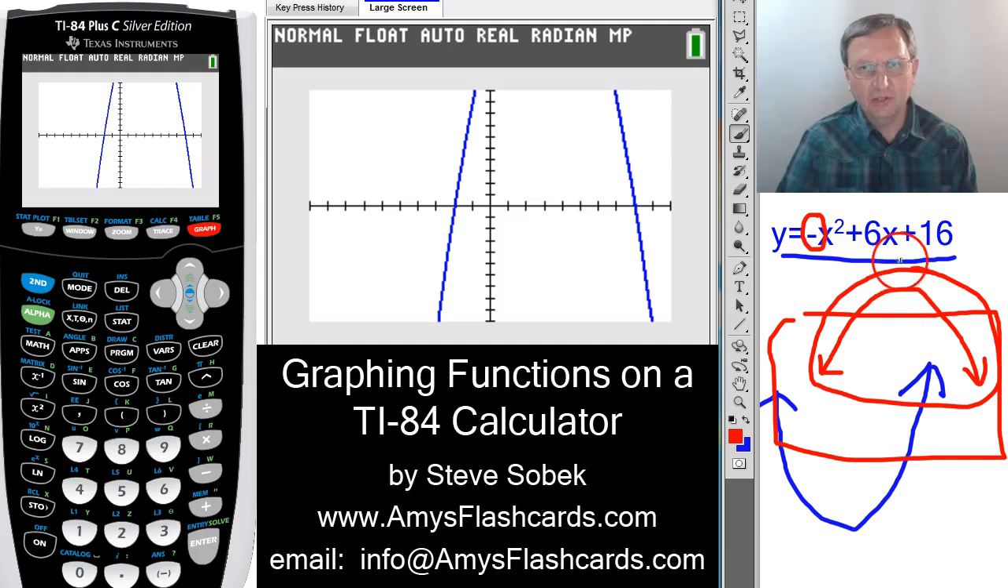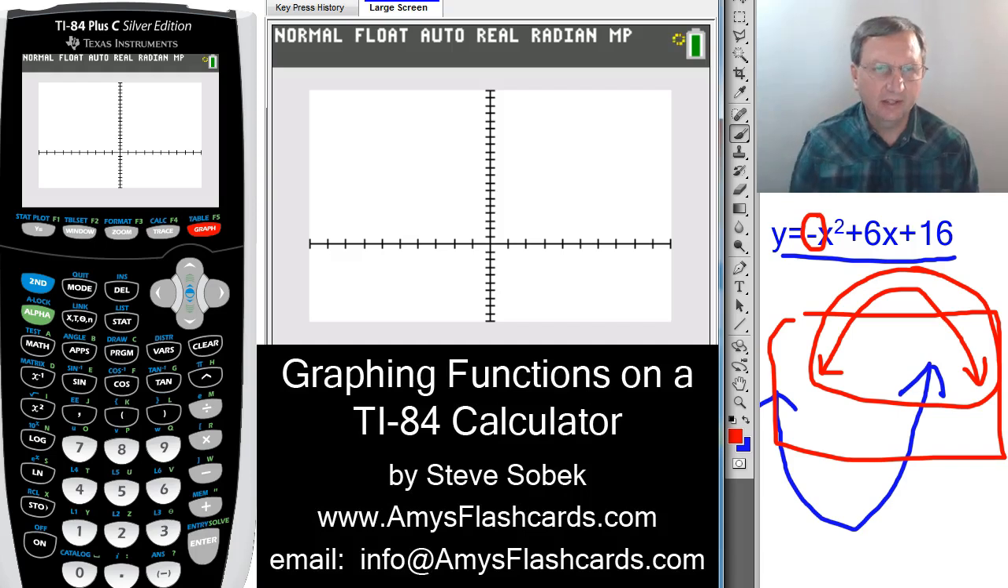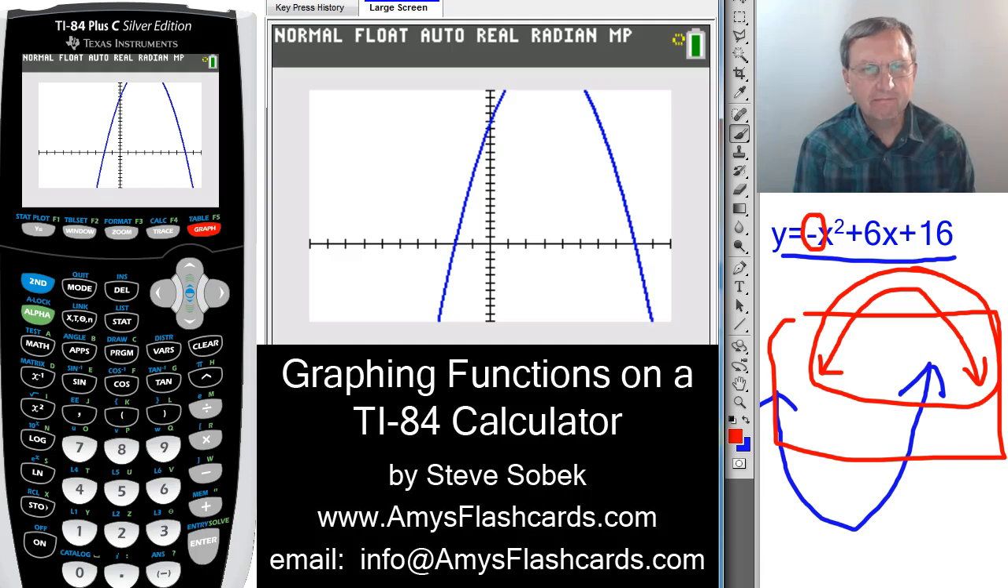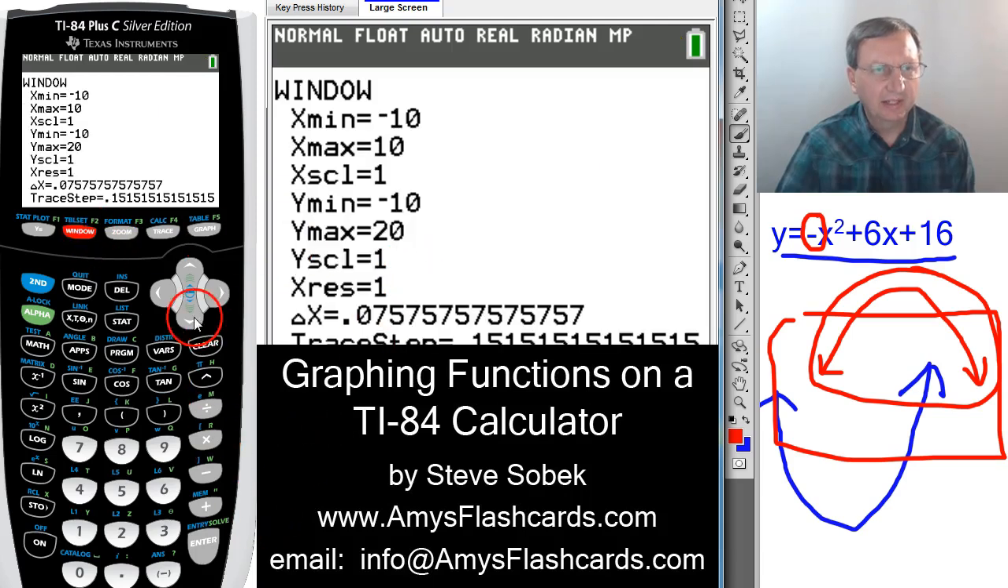We need to increase Y max again. So let's hit the window button. Let's see, about how high do you think we should go? Maybe up to 20. Let's go to Y max. And let's type a 20 and hit the graph button and see if we got to the top of the mountain. Not quite. Let's bump it up to 30. Go back down here.